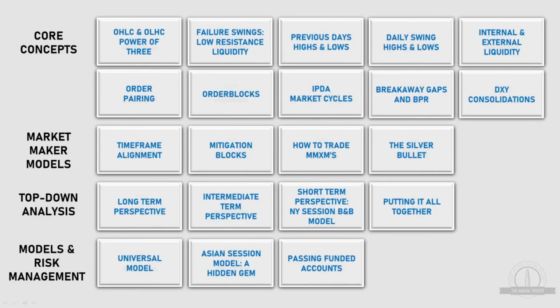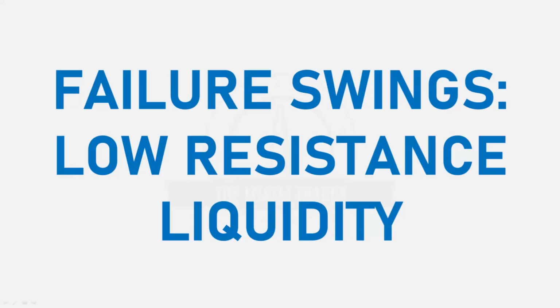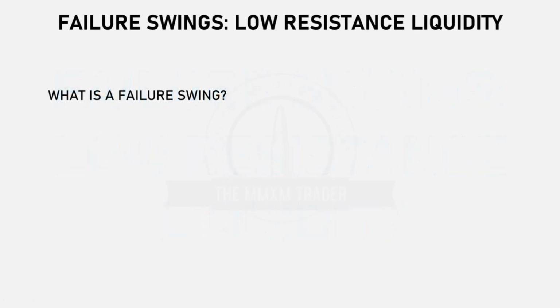Now that we went over our first lesson about power of three, let's move on to the second lesson, which is about failure swings, low resistance liquidity. Now, first of all, what is a failure swing? A failure swing is a swing high that fails to take out another swing high, or a swing low that fails to take out another swing low.